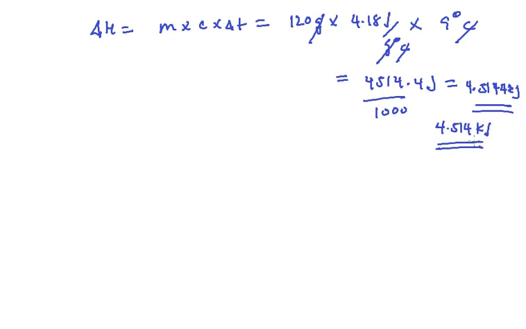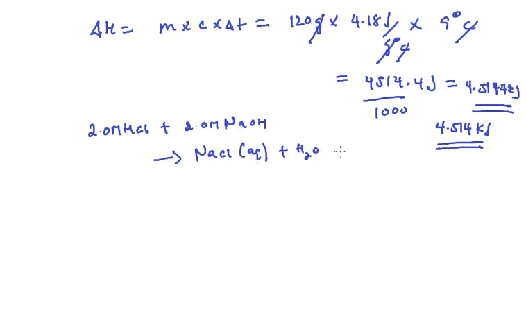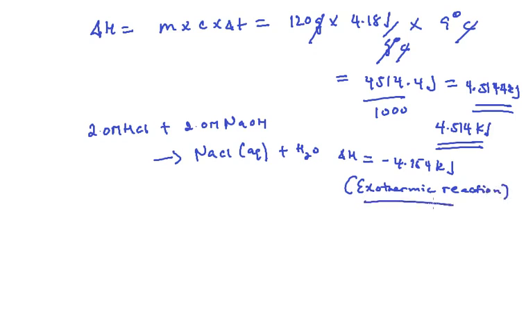So this is the total amount of energy that is produced when 2.0 molar hydrochloric acid reacts with 2.0 molar NaOH, and it produces sodium chloride and water, and it also generates minus 4.514 kilojoules. The reason why I put a minus sign is that it is an indication of an exothermic reaction. Exothermic reaction.